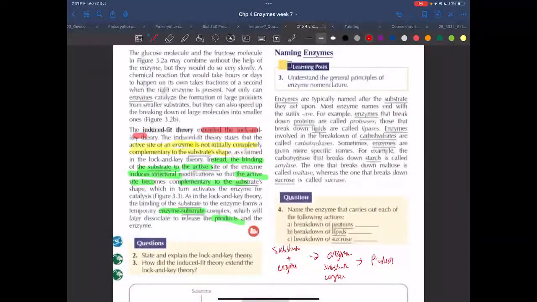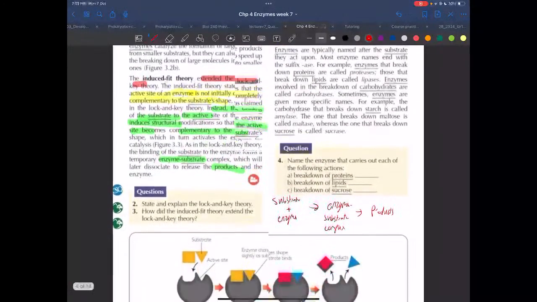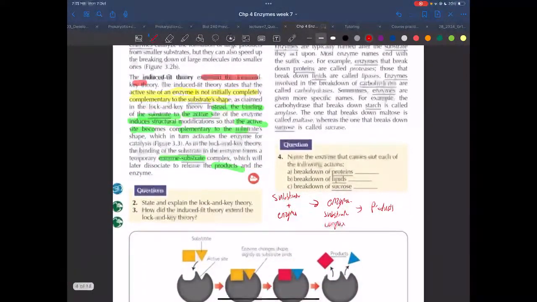Okay, did everyone understand the two theories of how enzymes and substrates bind to each other? We talked about the lock and key theory, and we also talked about the induced fit model. Okay, all good till now?